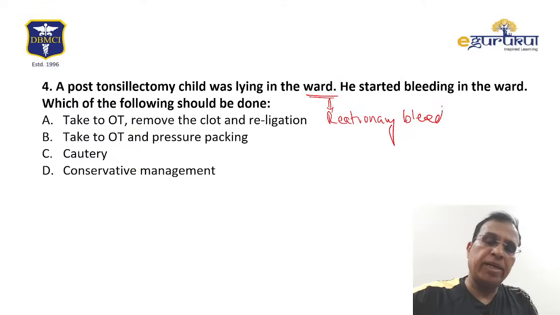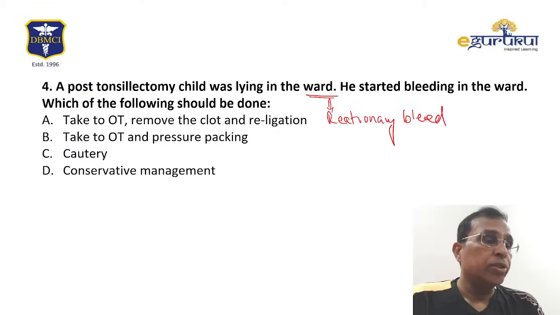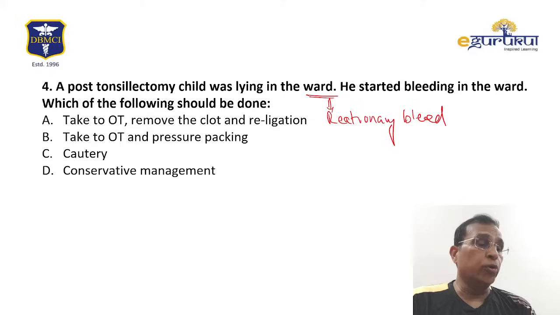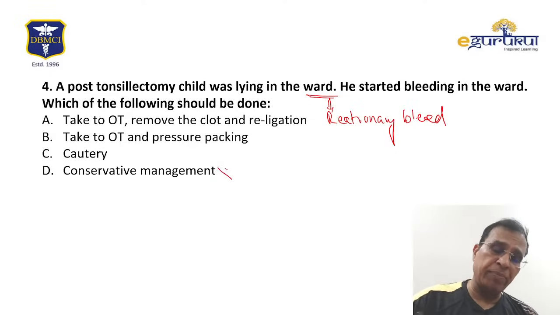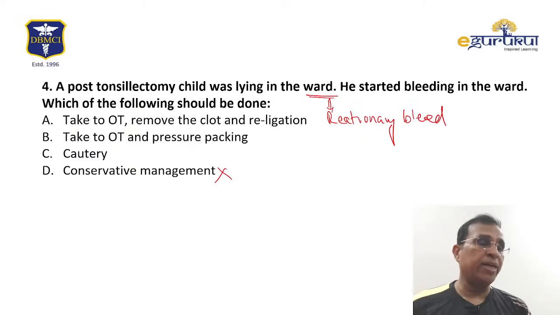So in reactionary bleeding, basically, what is the correct answer, guys? Write in the choice. Is it take to the OT, remove the clot and religate, take to OT and pressure packing, cautery, conservative management? Of course, conservative cannot be the answer. In any bleeding, conservative is never the correct answer. Bleeding is like an emergency, so you have to do something.